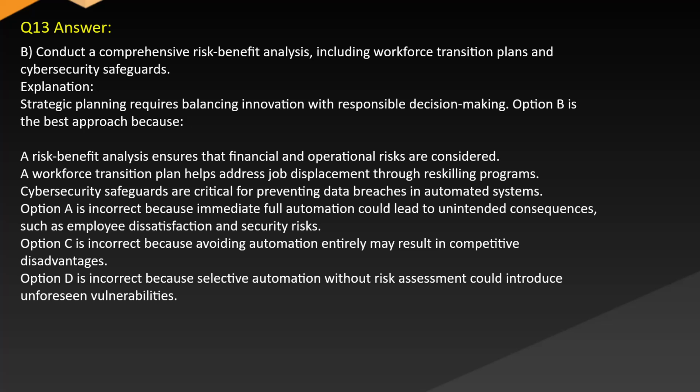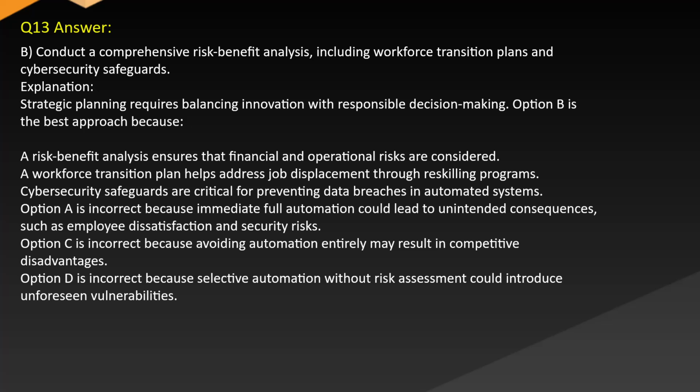Answer: B. Conduct a comprehensive risk-benefit analysis including workforce transition plans and cybersecurity safeguards. Explanation: Strategic planning requires balancing innovation with responsible decision-making. Option B is the best approach because a risk-benefit analysis ensures that financial and operational risks are considered. A workforce transition plan helps address job displacement through reskilling programs. Cybersecurity safeguards are critical for preventing data breaches in automated systems.